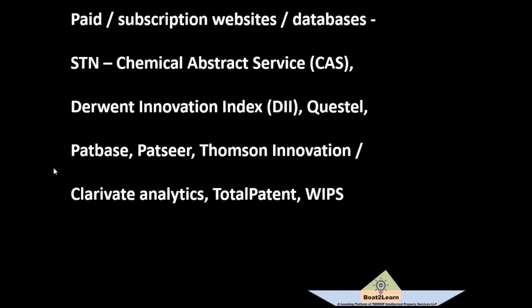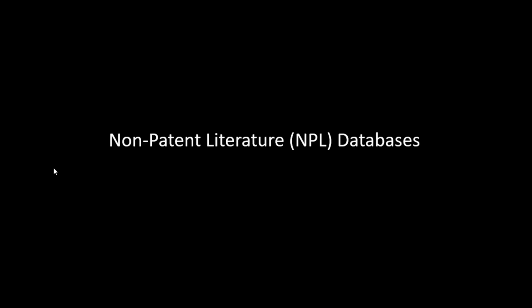Then the paid databases. STN, the Chemical Abstract Service, is paid, but it is very useful. It has all the major articles we get from this. Then DII, the Derwent Innovation Index, is a dedicated patent database which gives records on patents. Then Questel, PatBase, PatSeer. These all have some unique features by which they are available in the market as paid databases.